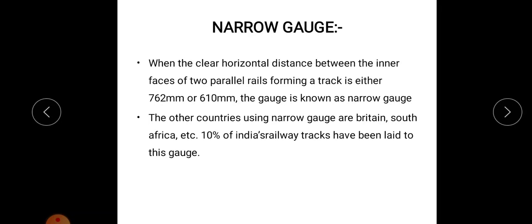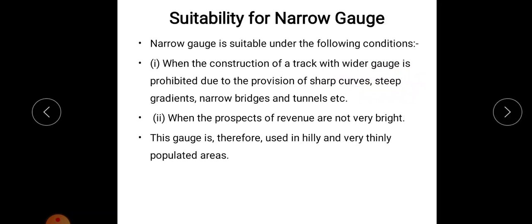The last type is narrow gauge. Here the clear distance between the inner faces of two parallel rails forming a track is either 762 mm or 610 mm. The other countries which use narrow gauge are Britain, South Africa, etc. Only 10% of India's railway track has been laid to narrow gauge. Narrow gauge is suitable under the following conditions.